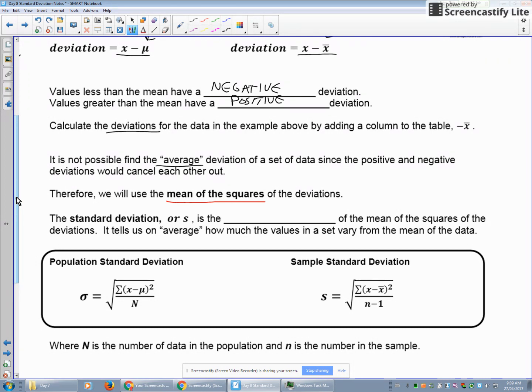The standard deviation is the square root of the mean of the squares of the deviations. It tells us on average how much the values in a set vary from the mean of the data.